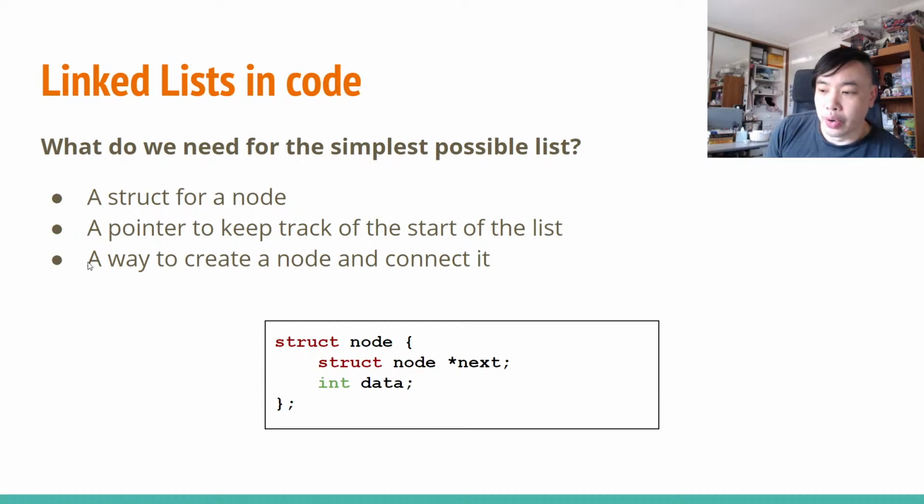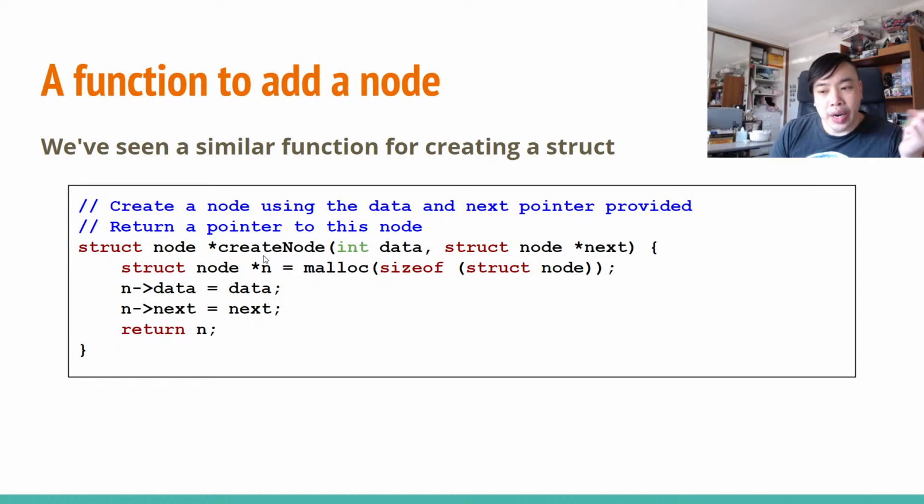So, we've got a node, and in order for us to know where the list starts, we need a pointer to a node. And then we're going to need a function that's going to create a node, and as it creates the node, it'll potentially connect it up to other nodes as it does that. So we can already think about some of the ideas about how this stuff is going to go together. So we're going to have something like this create node function.